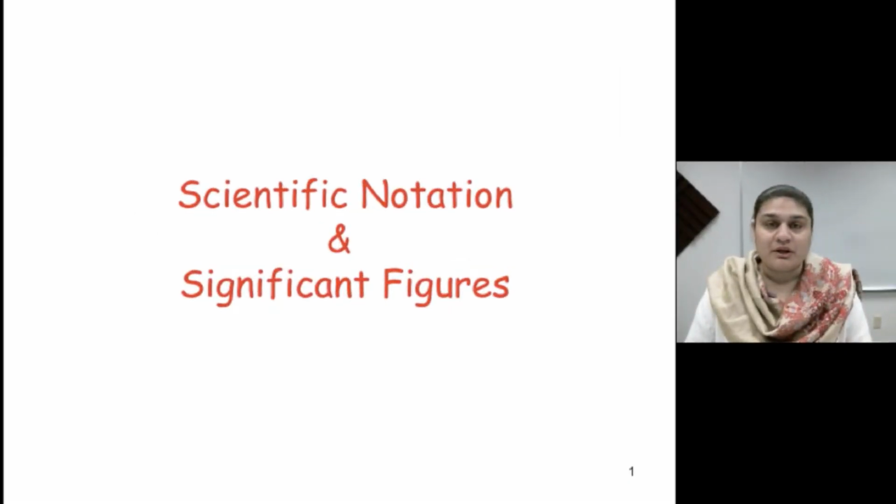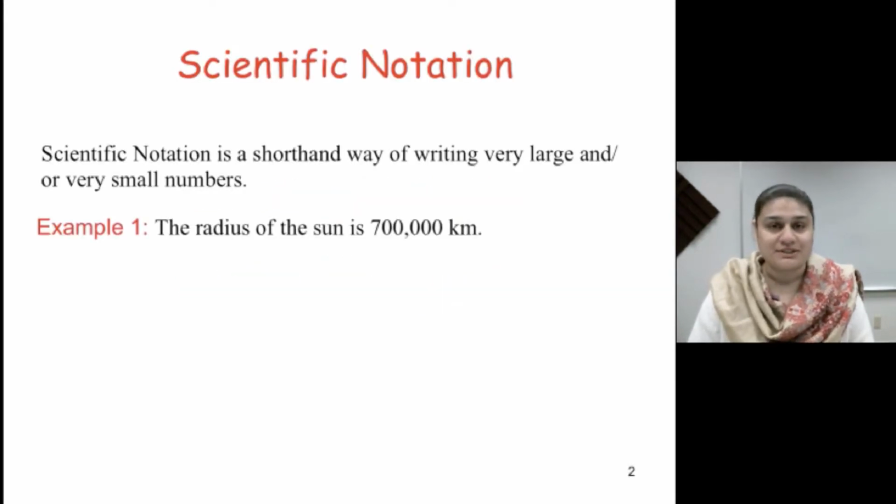Okay, in this part of the lecture, we will talk about scientific notations and significant figures. What is a scientific notation? Well, scientific notation is a shorthand way of writing very large and or very small numbers. For example, the radius of the sun is about 700,000 kilometers. In scientific notation, we can rewrite this as 7.0 times 10 to the 5 kilometers.